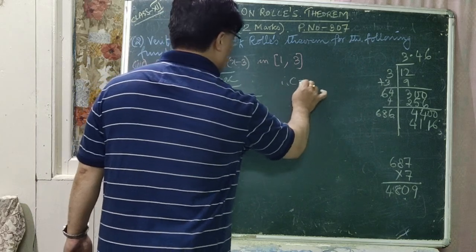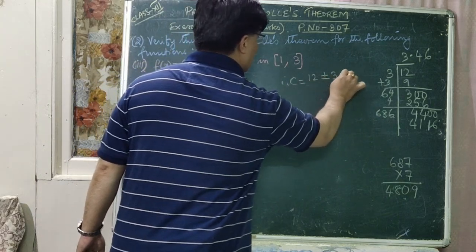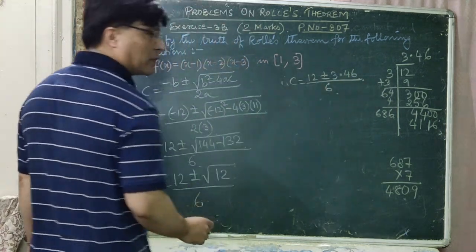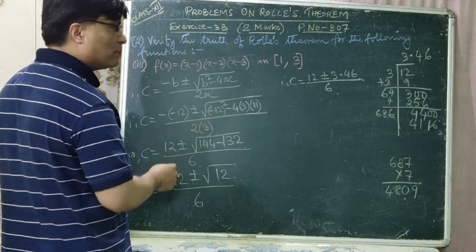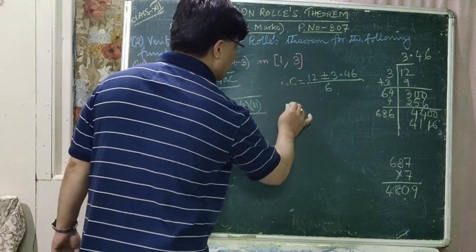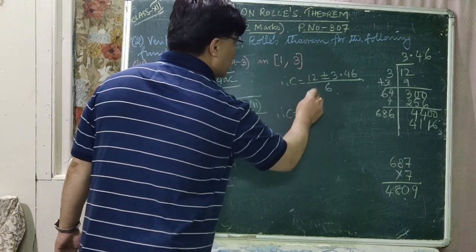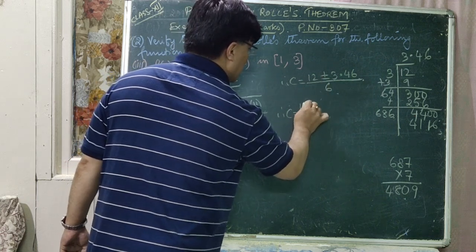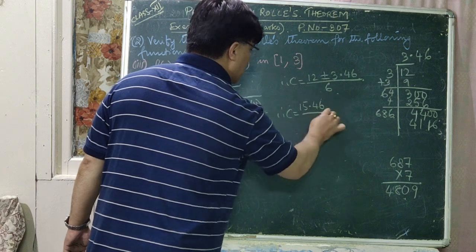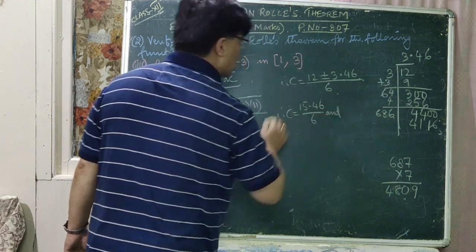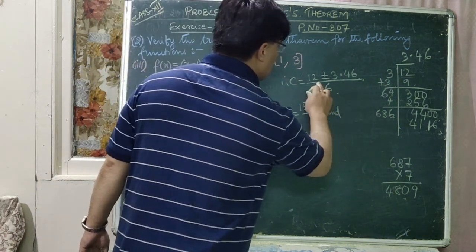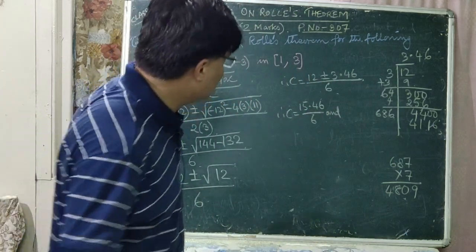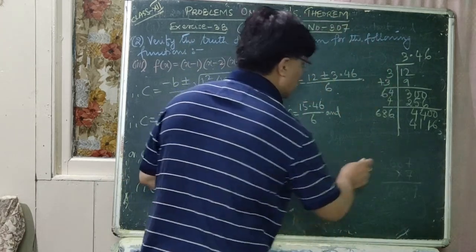So therefore c is equal to 12 plus minus 3.46 whole divided by 6. You can take both the signs here because both are positive in this case. If you take the plus sign, it will be 12 plus 3.46, 15.46 divided by 6. And what is the other one? If you subtract it, 12 minus 3.46.